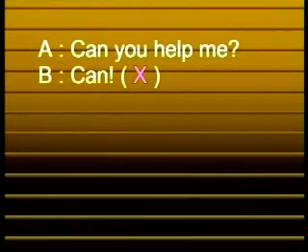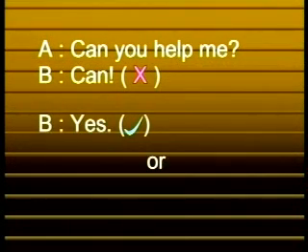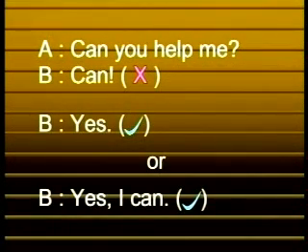Before we end, let's take a look at a common mistake in English. If someone asks, "Can you help me?" don't answer them, "Can." Say, "Yes," or "Yes, I can." In English, a yes-no question is answered with yes or no. If you answer can, that may be a direct translation from your mother tongue.